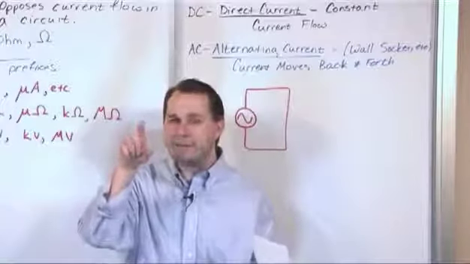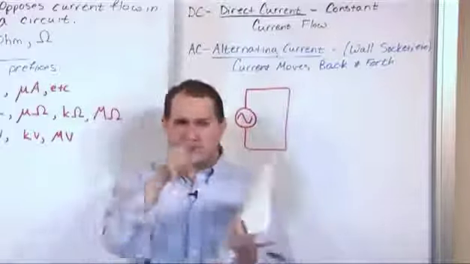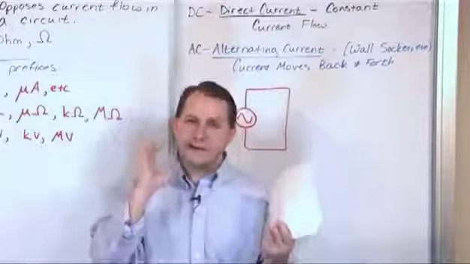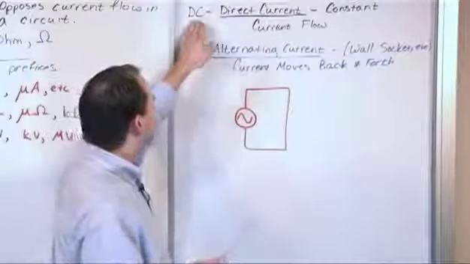When we build a battery, it's a chemical reaction. It's either on or it's off. There's no motion inside of a battery, right? So it's just going to give you that constant current, the constant voltage. So that's the difference between DC and AC.